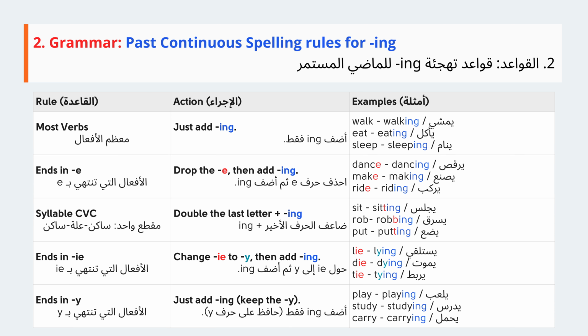Rule 5. If the verb ends in y, just add ing. Keep the y. Examples: play becomes playing, study becomes studying, carry becomes carrying.